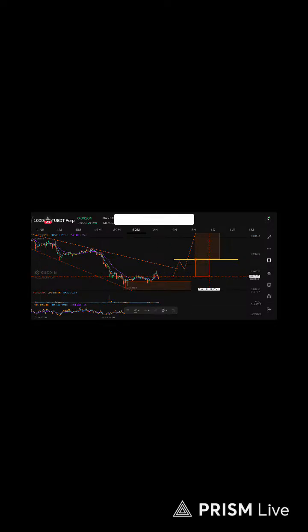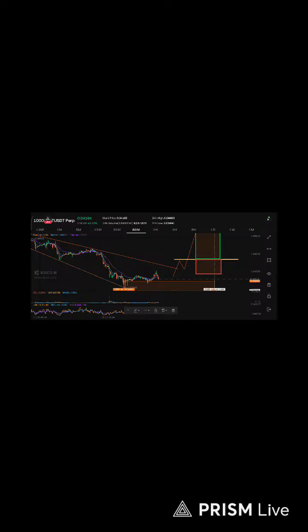Then you take your stop loss below here, because once there's a change of character, it will be difficult for the trade to go down, right? It will be difficult for the trade to go down. So that is just it. And this is it. That's the trade we are expecting.